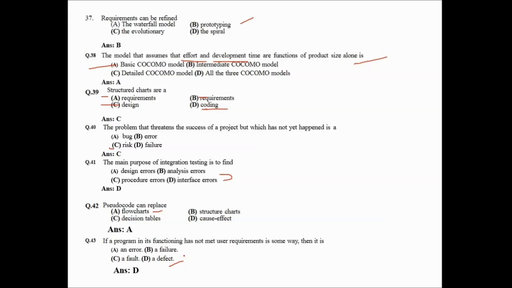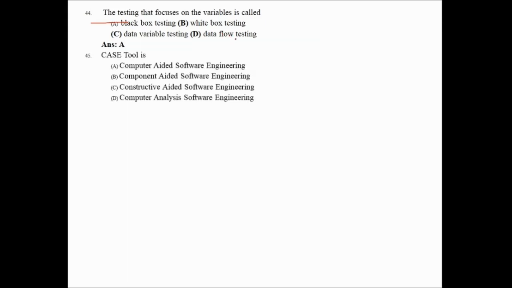Variance from the software requirement specification is considered as a defect. Whether you add something which is not required by the user, and you say, okay, this is from my side, then also it is a defect. Now the testing that focuses on the variables is called which one? Of course, black box testing. CASE tool is computer aided software engineering. Okay, others are not true. Computer aided software, this one, sorry.